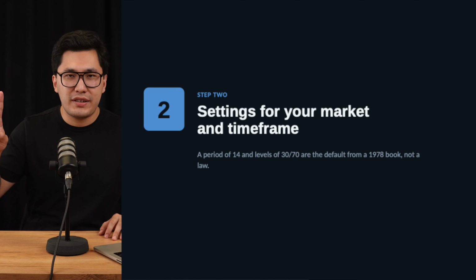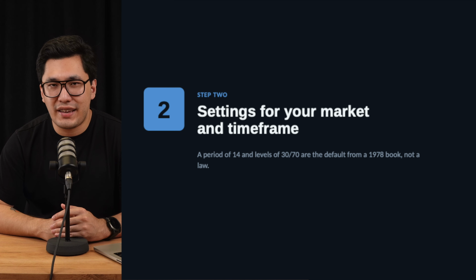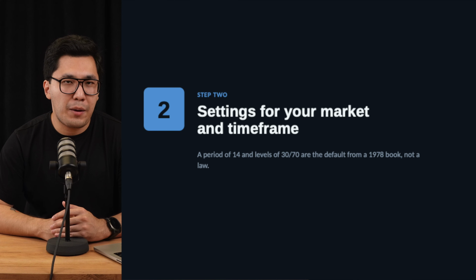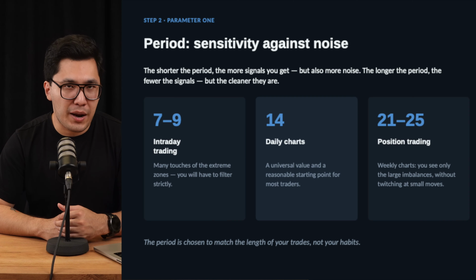Step number 2. Settings for your market and time frame. A period of 14 and levels of 30 and 70 are just the indicator's default settings. Wilder tested this only on commodity futures using a daily chart back in the 1970s. You are most likely trading a different instrument and a different time frame in a completely different market environment. So let's look at 3 parameters.